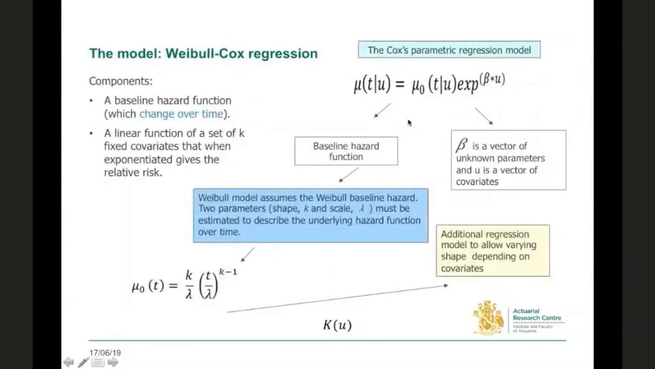Now, the baseline hazard function was modeled through a Weibull with parameters k for shape and lambda for scale. And k was also allowed to be a function of u, that is, it was an additional regression model to allow varying shape depending on covariates.